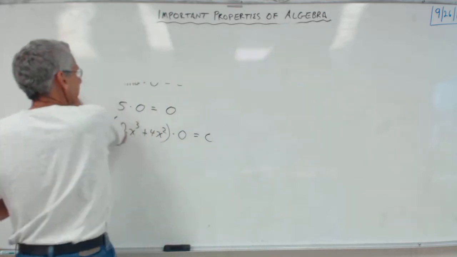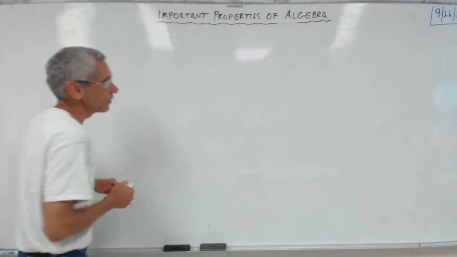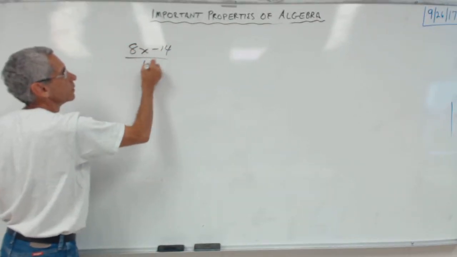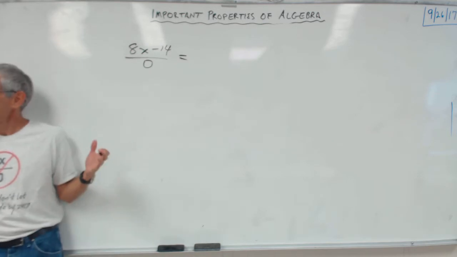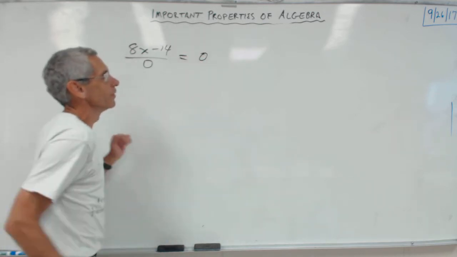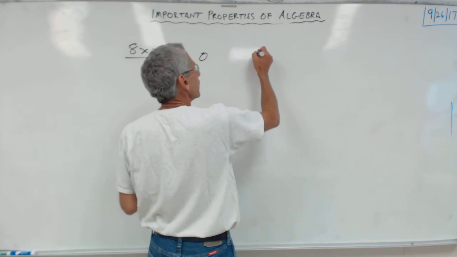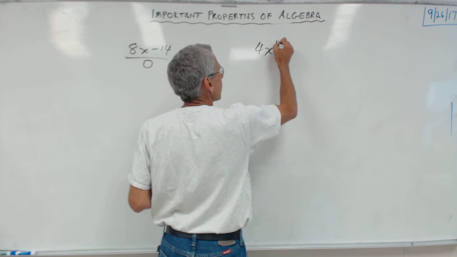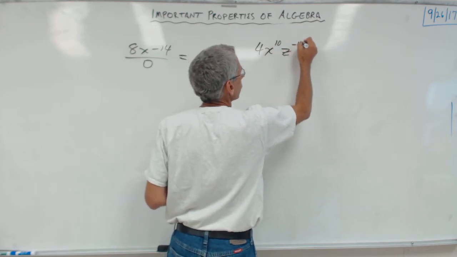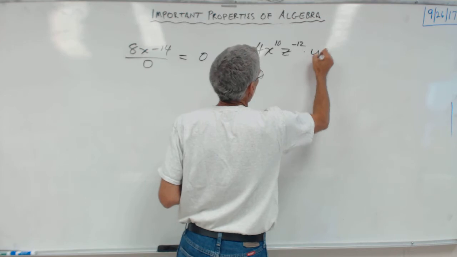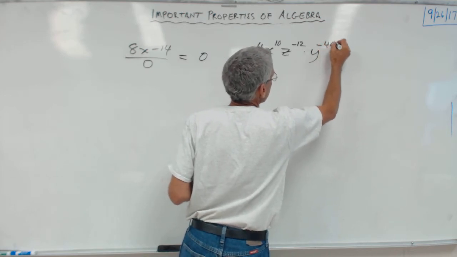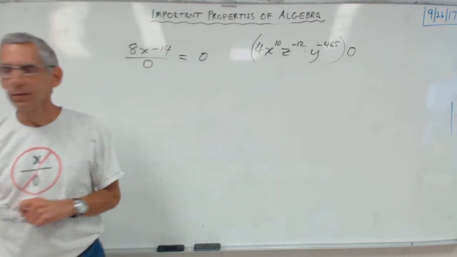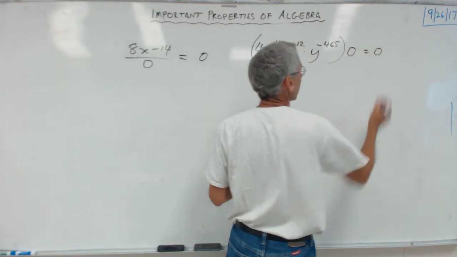So, if that were the case, what if I gave you this? 8x minus 14 over 0. Oh my gosh. How about I gave you 4x to the 10th, z to the negative 12th, times y to the negative 465th, times 0? 0, right? Easy peasy.